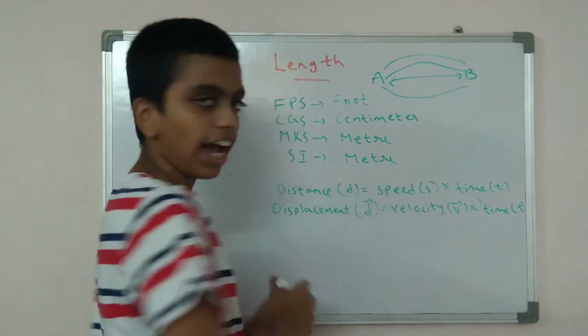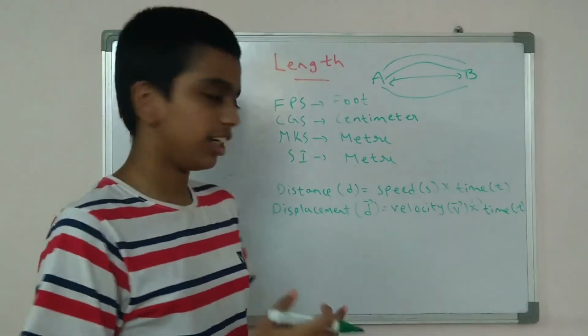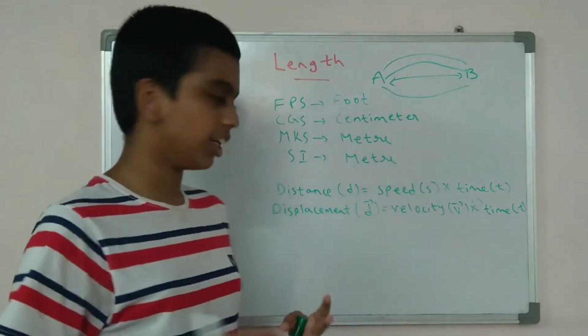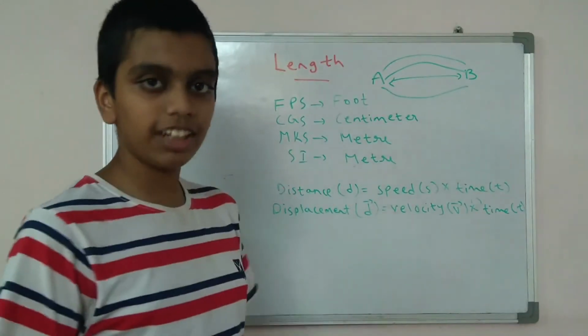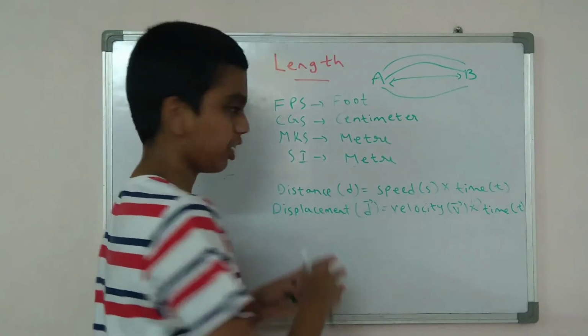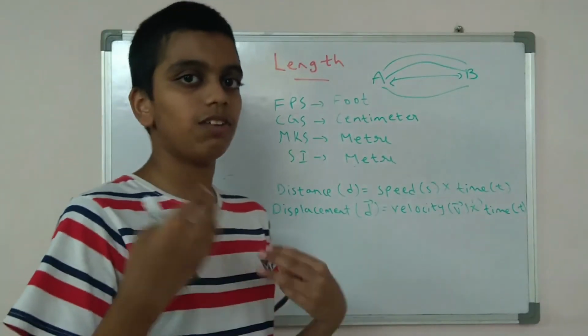Now why did I put this arrow here? This is because displacement has a direction. Velocity also has a direction. Why do we say that it has a direction? Because it is a vector quantity. So what is a vector quantity? A vector quantity is a quantity which has both magnitude as well as direction.